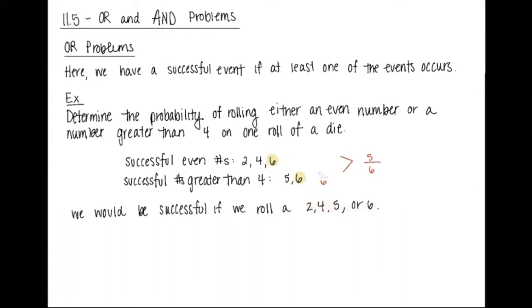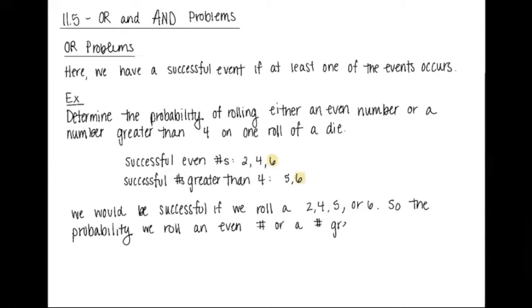So what is our probability that we will roll an even number or a number greater than 4? How many out of 6? 4 out of 6, perfect. So the probability we roll an even number or a number greater than 4 is 4 out of 6, which you can reduce if you want to 2 over 3.